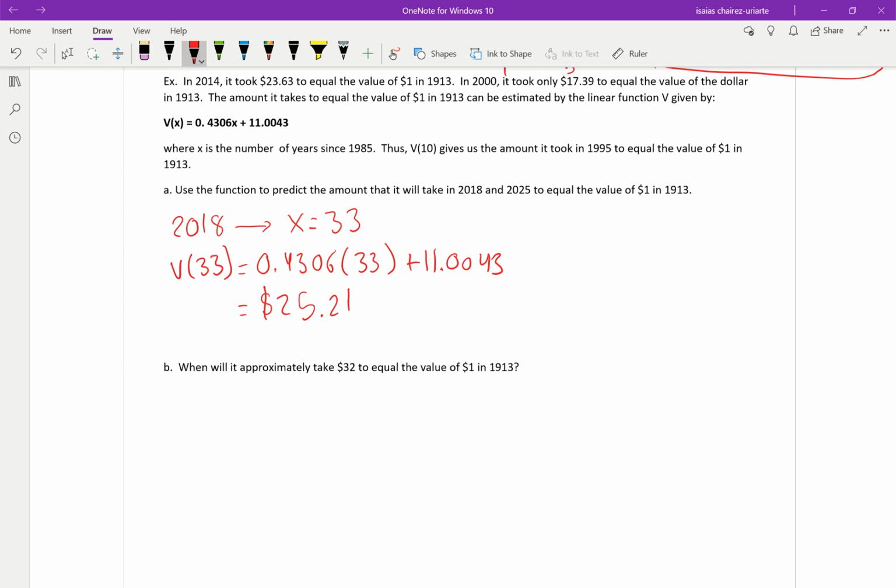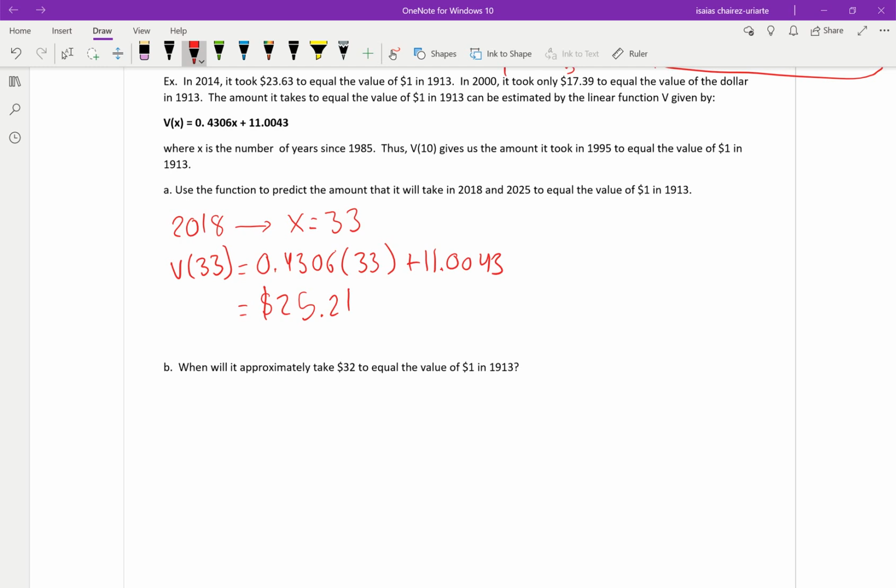But then again, back in 1913, a sandwich cost like a nickel, and you could probably buy a nice pair of shoes for like $3. So that's what inflation is. Okay, so hopefully this is okay.